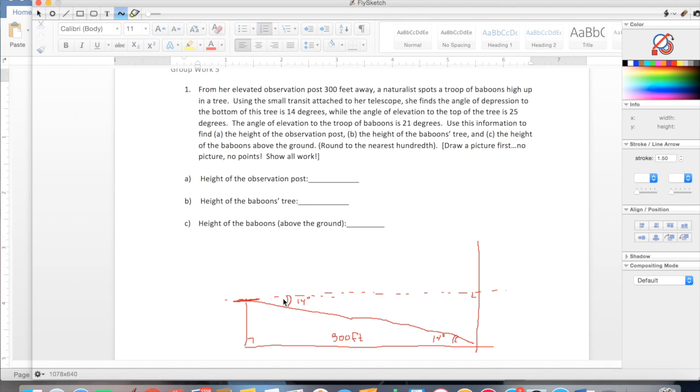Okay, so now we have two angles of elevation. We have the angle of elevation to the top of the tree. So let's just say this is the tree top. That angle, again, coming off of this horizontal line is 25 degrees. Again, I'm going to have a hard time drawing that straight, clearly. So this angle right here from the horizontal up is that 25-degree angle. And then it says the angle of elevation to the baboons is 21 degrees. So let's say maybe the baboons are right here.